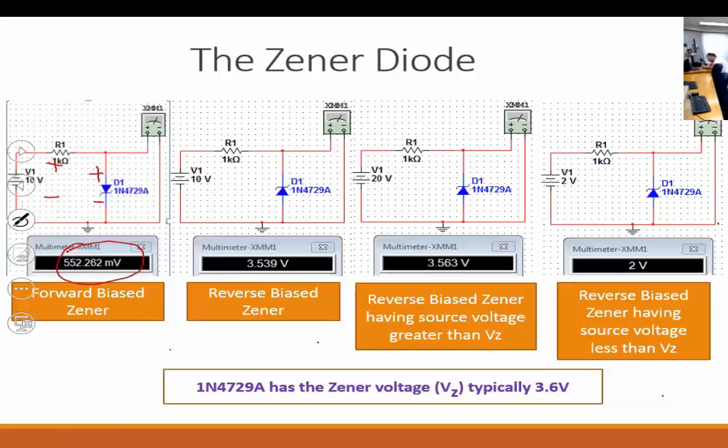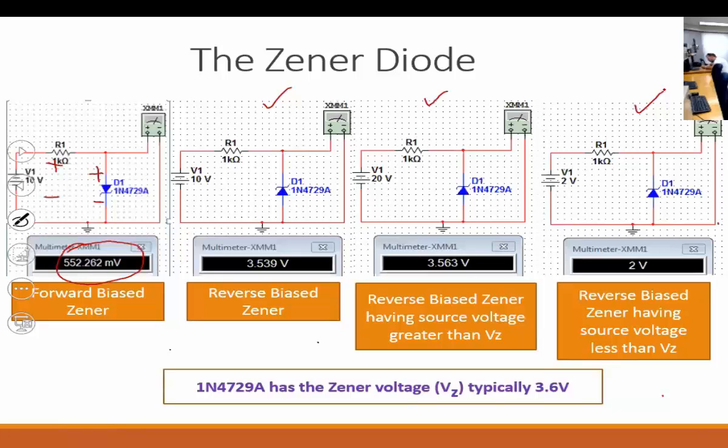In the lab, that's what you would see. 452 milli is 0.55. So you see that it is behaving like a traditional diode under forward bias. That's all. But the rest of the 3 circuits are under reverse condition.